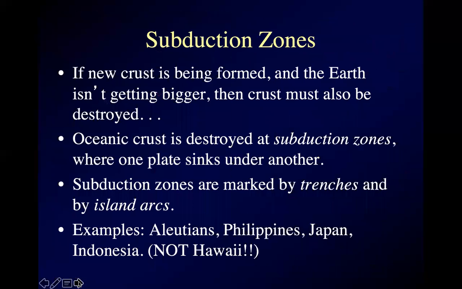And if new crust is being created, either the Earth is blowing up like a balloon, which it isn't, or crust has to be destroyed. And old crust gets destroyed at areas we call subduction zones, where one plate sinks under another. At mid-oceanic ridges, plates are moving away from each other. They can also be coming towards each other.